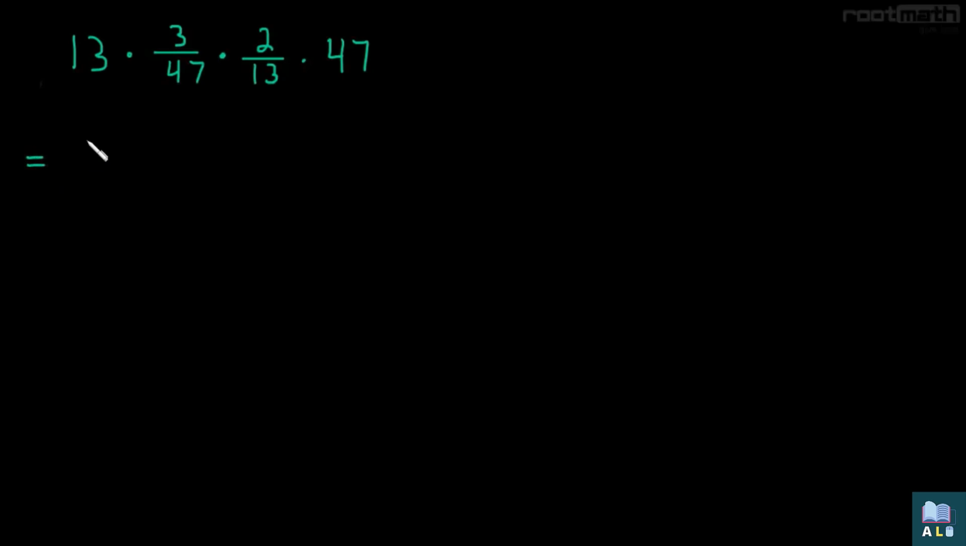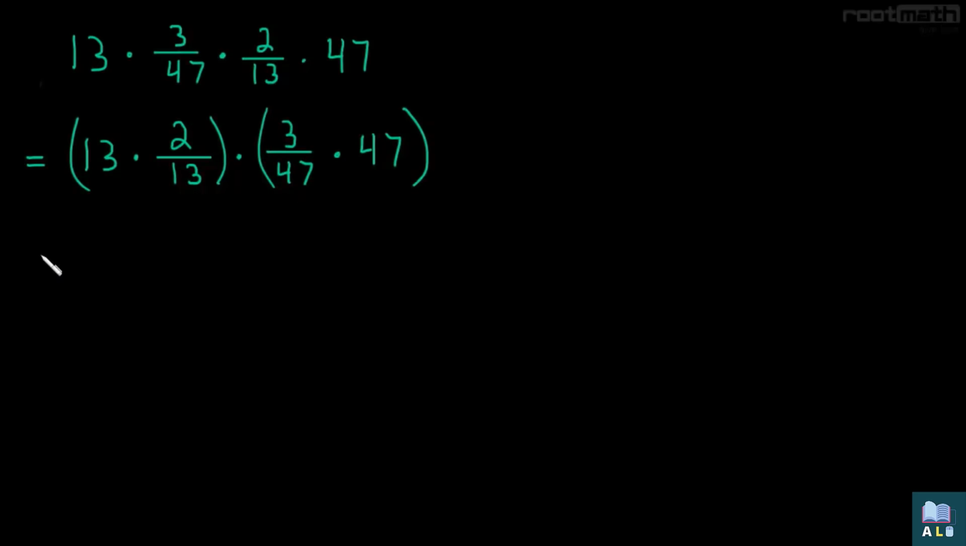So since multiplication is commutative, something we've already learned, we can rearrange this any way we want. So we'll rearrange it this way. Let's put the 13s together and the 47s together. Also, multiplication is associative, which means we can group it any way we want. So let's not only put them next to each other, but let's actually group them. And now we know the way fractions multiply. That's something we've already learned.